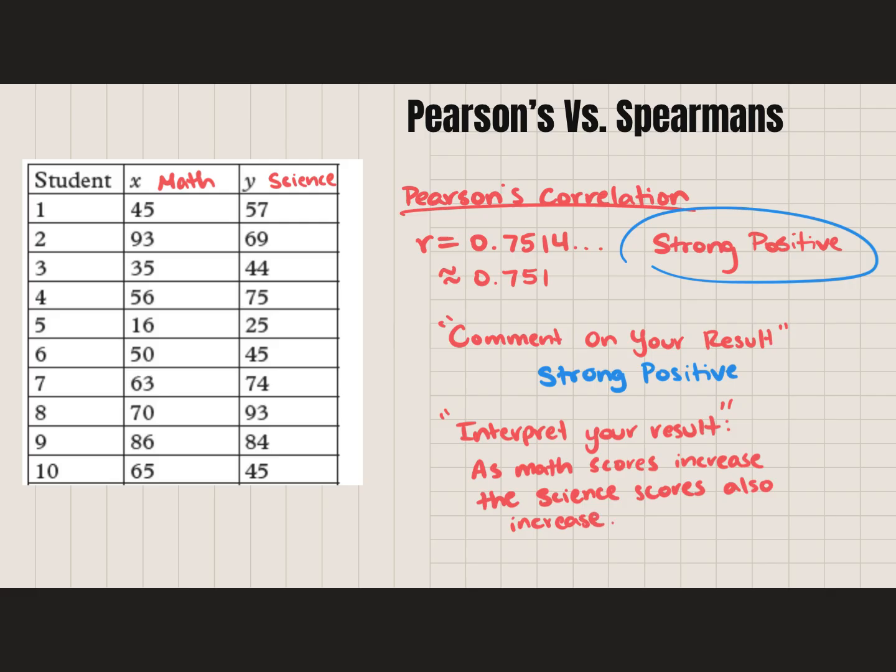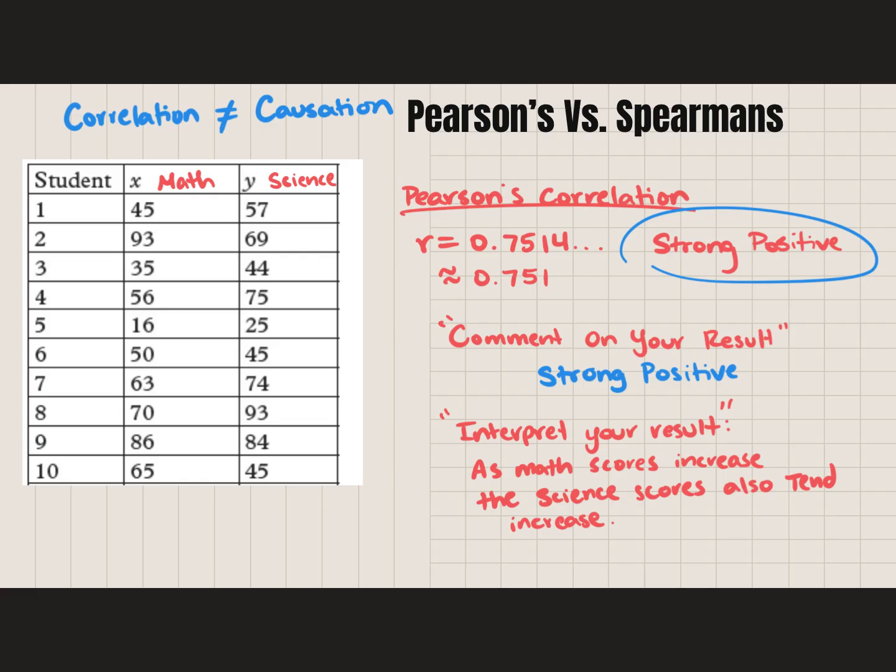And I will say we should probably qualify that a bit because I do want to stress when it comes to correlation, correlation does not equal causation. Just because you get one thing doesn't mean the other thing will happen. So we might want to add in a word here. So as math scores increase, the science scores also tend to increase. Gives that little ambiguity there.